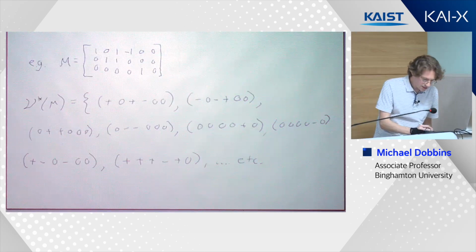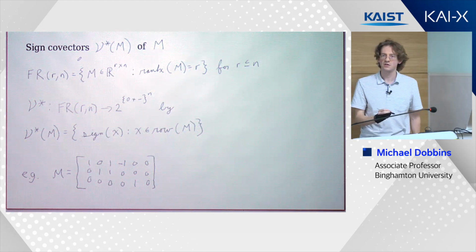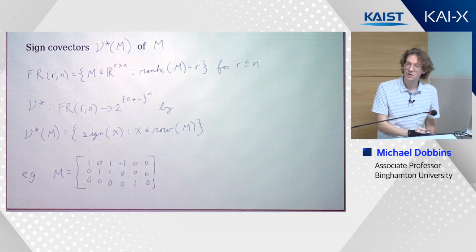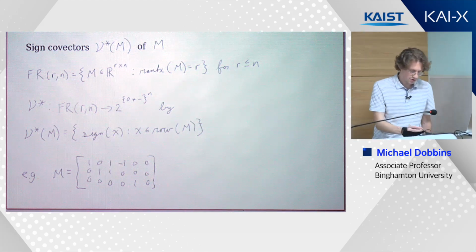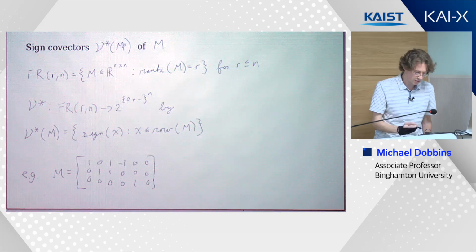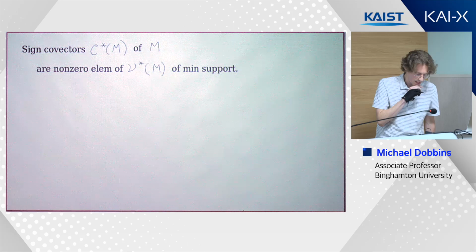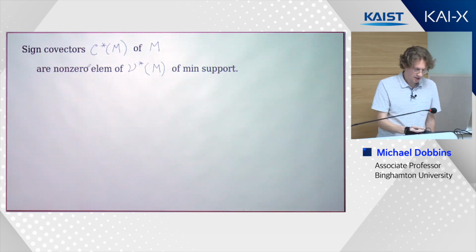Oh, this is the set of covectors of a matrix. You always do it on the real field? Yeah, so in the case of oriented matroids, we're just considering a real matrix, at least for my purpose.